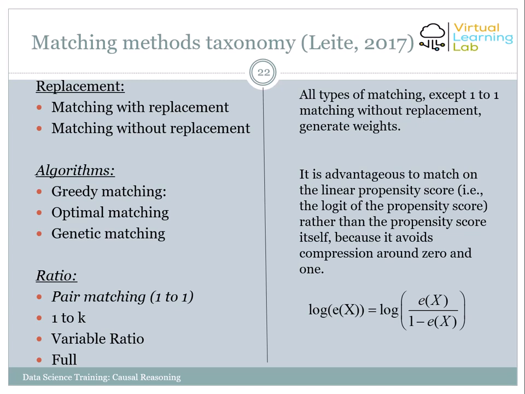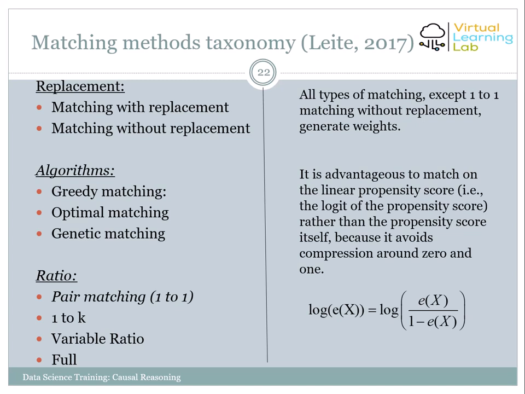And you can also match one-to-one, so each treated observation is matched to one untreated observation. You can do 1 to a fixed number, so 1 to 3 or 1 to 4. Variable ratio matching is where every treated unit is matched to as many available good untreated units as possible. And the full match tries to match every unit.